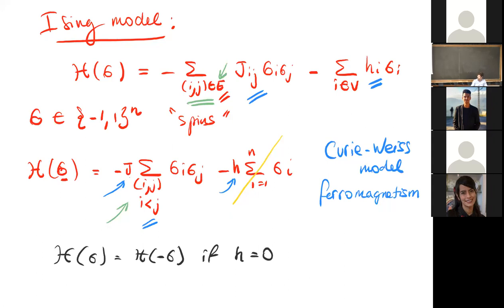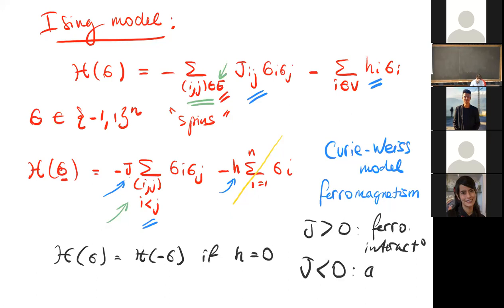So this positive J is trying to align the spins together. In this case, when J is positive, we talk about a ferromagnetic interaction, because it tends to align them, and therefore to create ferromagnetism. While if J is negative, we talk about anti-ferro interactions. So if J is negative, instead, the Hamiltonian is lowered when the spins anti-align.